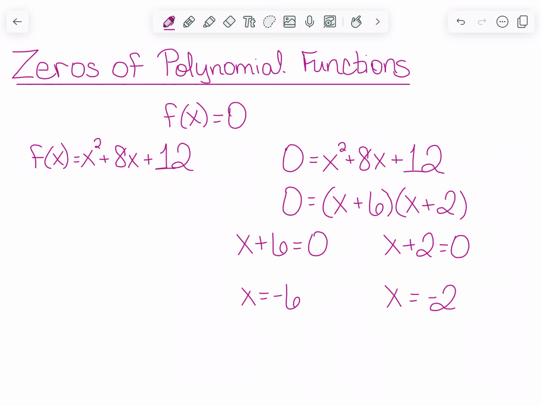X plus 6 equal to 0 gives us a zero of negative 6, and x plus 2 equal to 0 gives us a zero of negative 2. So this function has two zeros, negative 6 and negative 2.